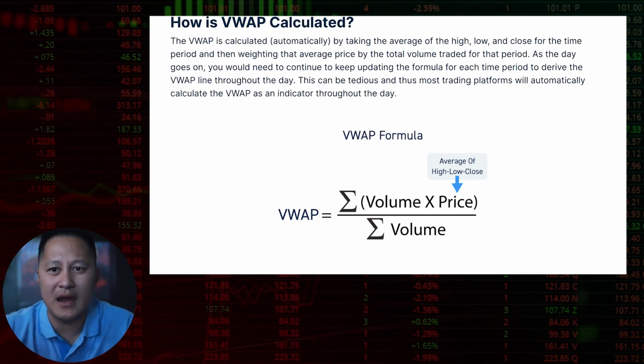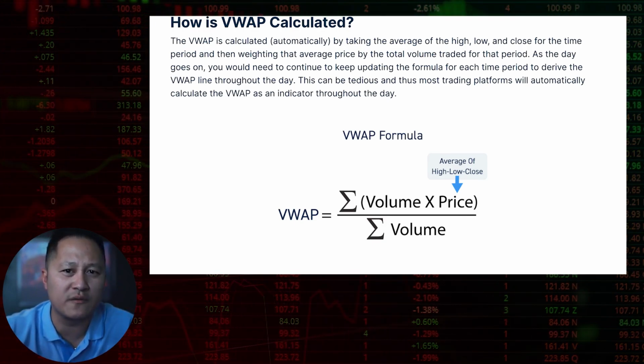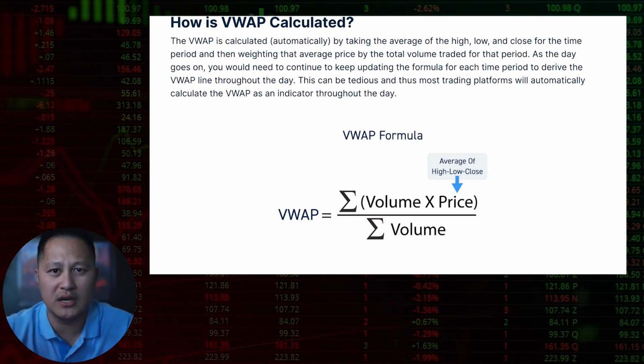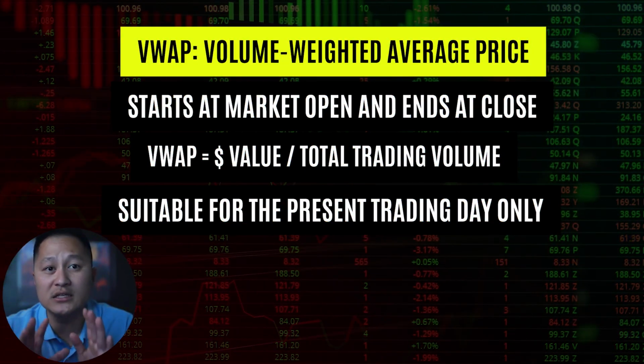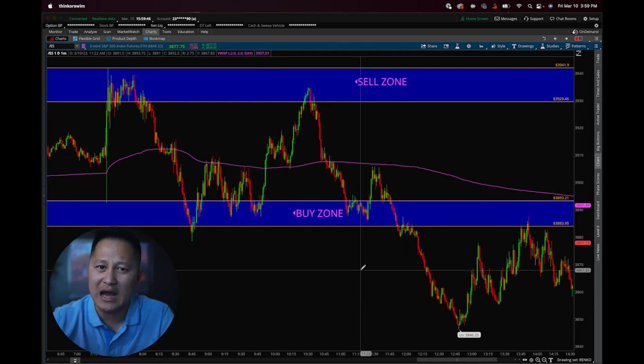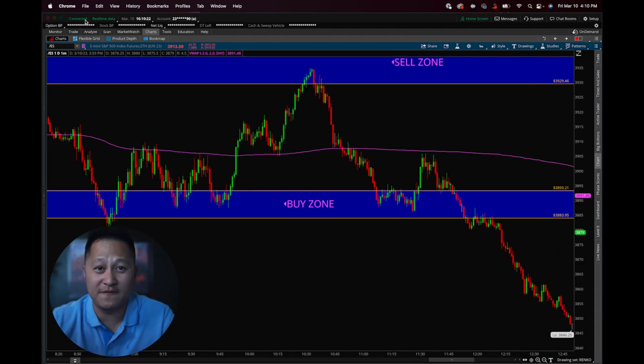Now, that is the math equation. This is why I refer to VWAP as the king of indicators used for intraday trading. Once again, it is only suitable for present day trading only. This is how I use VWAP for my intraday trading.